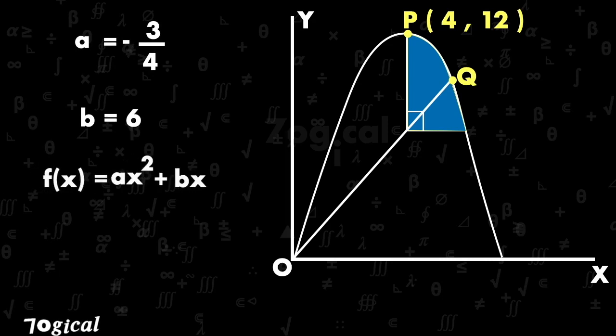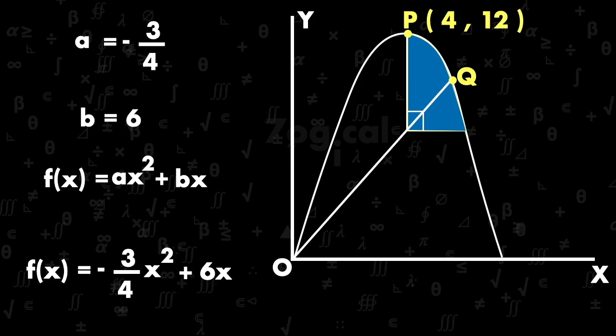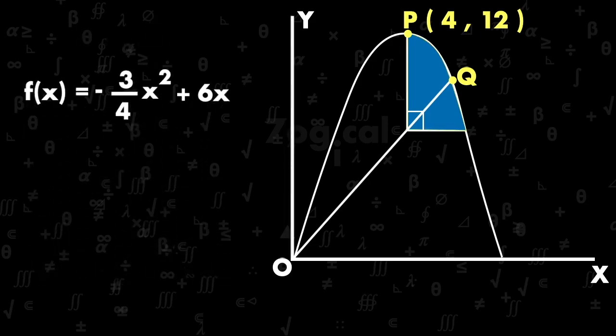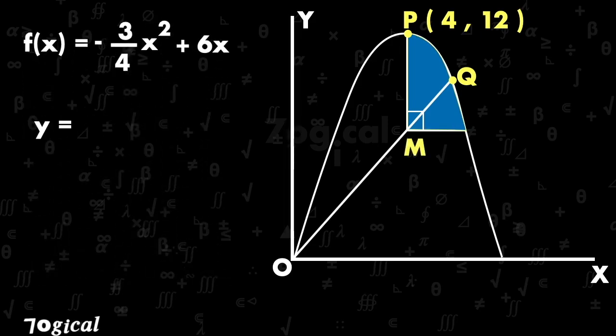The function f of x is equal to ax square plus bx. Now putting the values of a and b in the function, it becomes f of x is equal to minus 3 by 4 x square plus 6x. We can also write it as y is equal to minus 3 by 4 x square plus 6x.